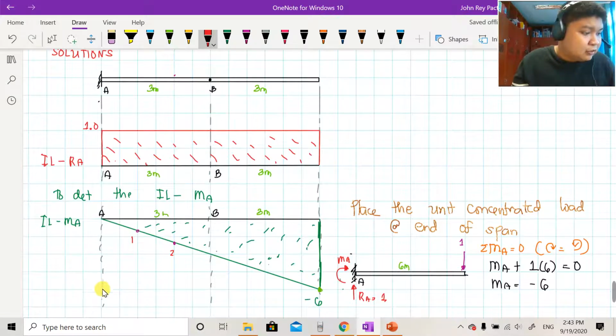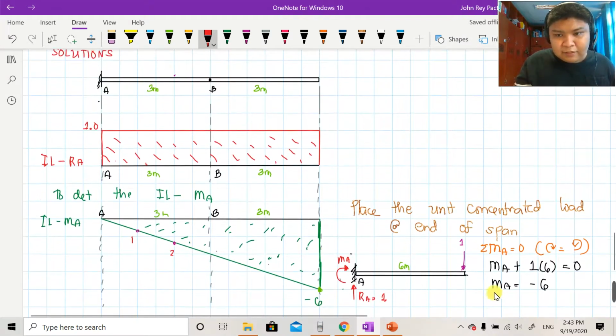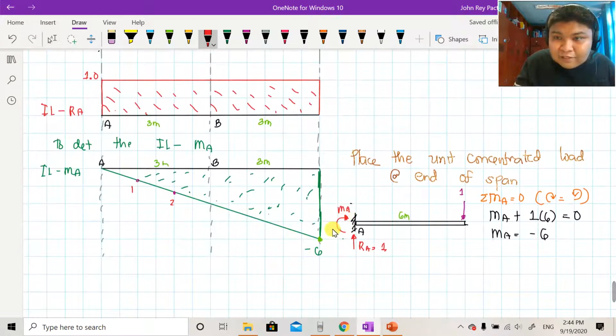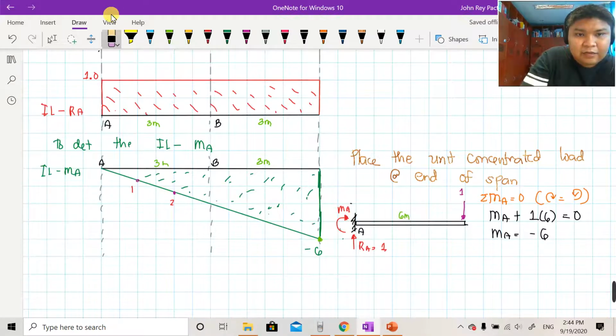Kasi nga, uulitin ko, the interpretation class of influence line is, this is still the moment at A, pero yung concentrated unit load mo class is nandoon. Kaya nga itong 6, kung mapapansin nyo, di ba dapat sa dulo natin, wala namang moment sa dulo, pero may negative 6 dito. Bakit? Itong negative 6 class is ito yung moment sa A nung concentrated load natin is nasa x equals 6. So, yun yung konsepto class ng influence line. So, therefore, for the influence line for the moment, 6 siya.